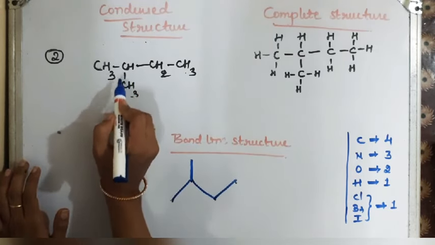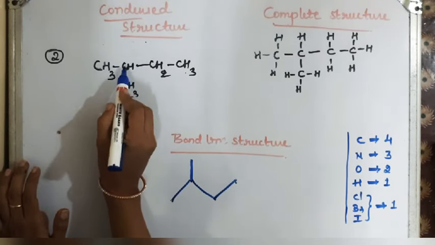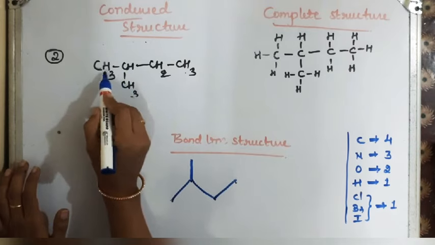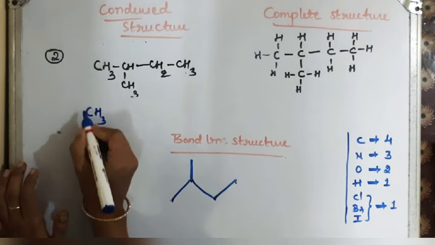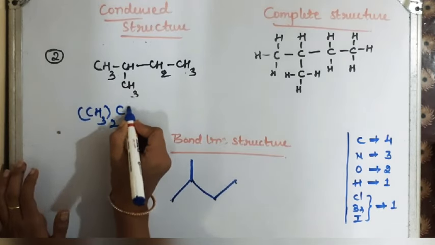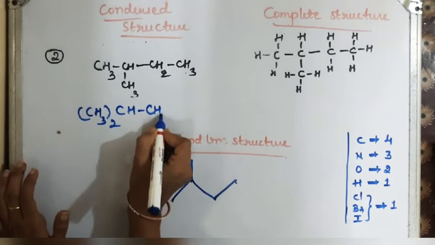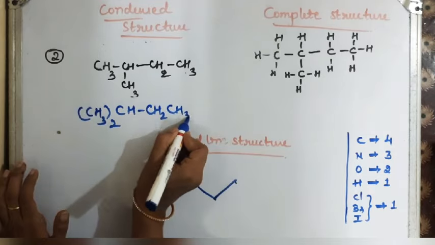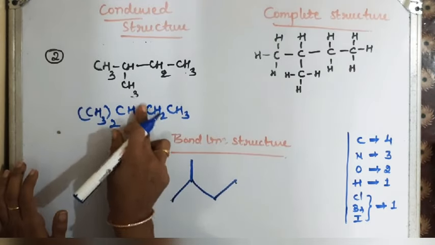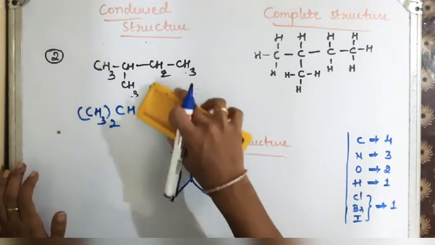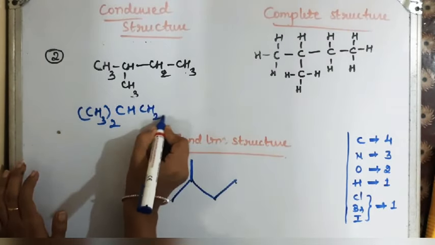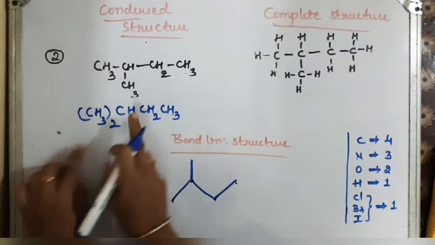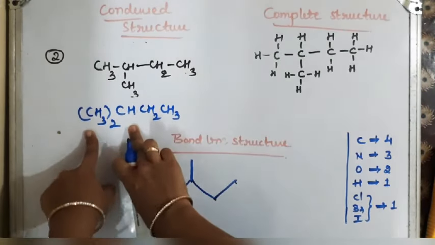So to this CH, we have 2 CH3 group. Correct? This carbon is having 2 similar groups. So I can write it as CH3 twice CH, CH2, CH3. I can retain this bond or I can remove this. Okay. Right here CH, CH2, CH3. So even this is further condensed in this manner.